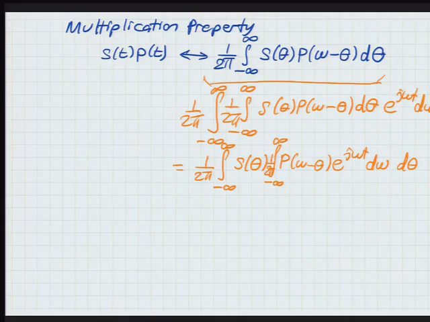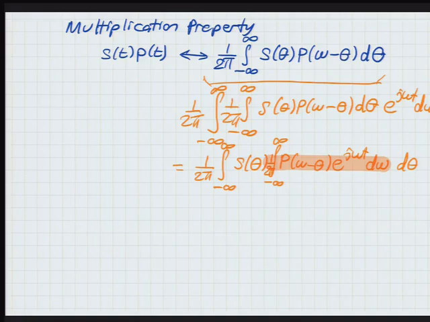So what does this remind you of? That looks like the synthesis equation, right? For what though? If that was just p of omega, I would get out of that p of t, right? But instead I have p of omega shifted by frequency theta, right? We just saw what shifting in frequency means. It means multiplying by a sinusoid in the time domain. That's how AM works, right?